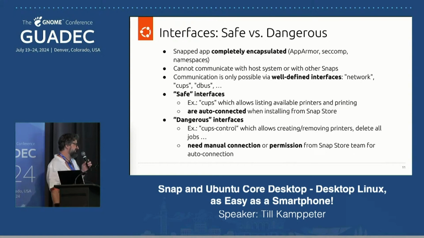But there are also dangerous interfaces. For example, the cups control interface, which allows the snap which is connecting with it to do everything with cups, to create and delete queues, to read the print jobs of every other user, and so on. This is dangerous, and therefore, when you connect to cups control in your snap and a user downloads it, cups control is not auto-connected. The user has to manually connect it. Or you get special permission from the Snap Store team so that for the user it gets auto-connected.